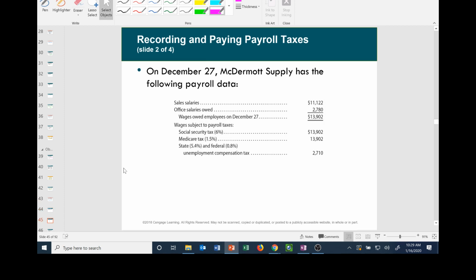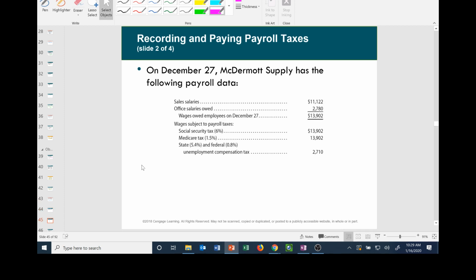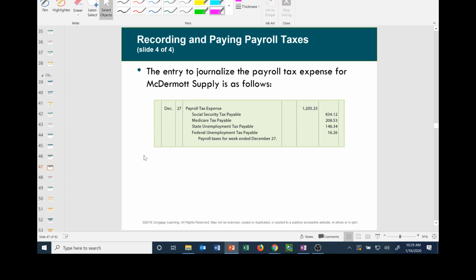Okay, that's still not the entry on the employer. Now here's the entry on the employee. You only got two main entries in payroll. One is when you have the wage expense debit, and the other is when you have the payroll tax expense debit. Here are these four taxes: Social Security, 6%, Medicare, 1.5%. They'll give you the state unemployment and the federal unemployment rate. That's what I call SUTA and FUTA.